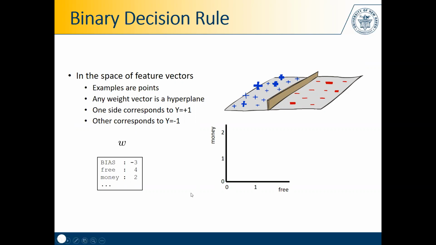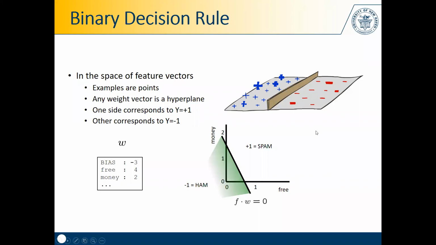Now, the hyperplane, or the decision boundary for the weight vector, can be represented as such a division. We can say that anything that falls on this side of the weight vector is ham, and anything that falls on this side of the weight vector is spam.